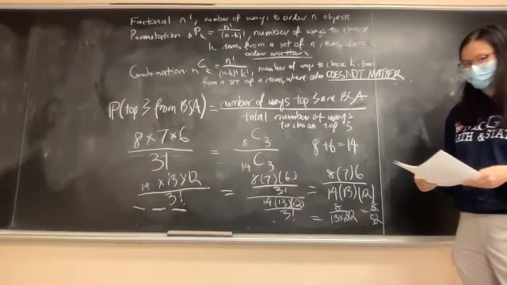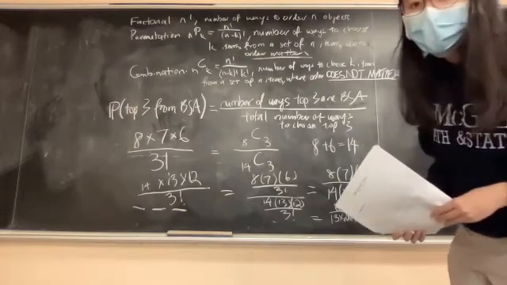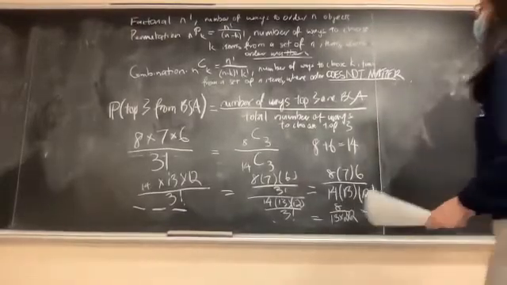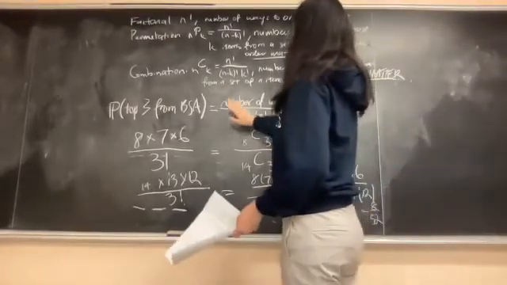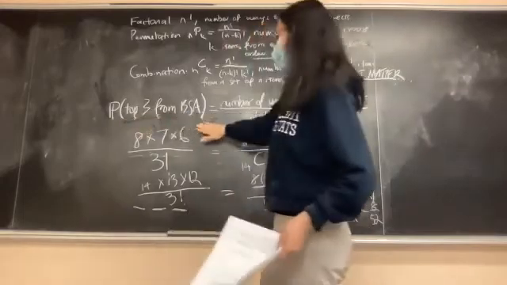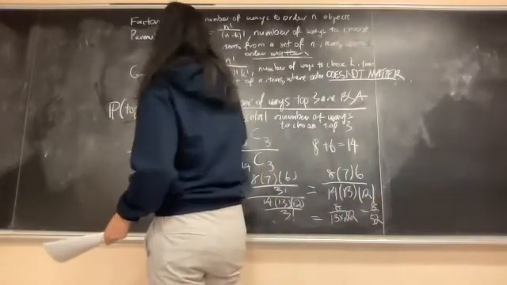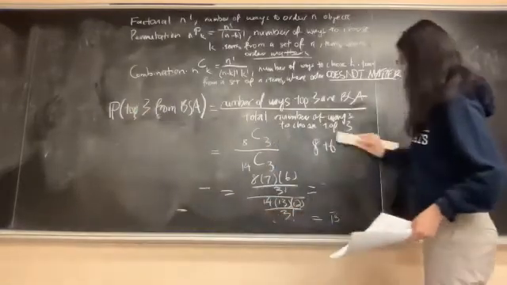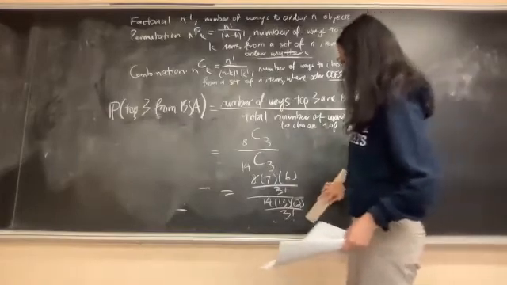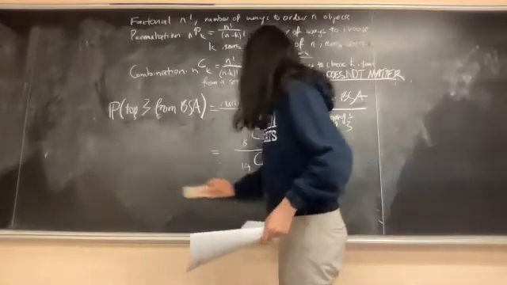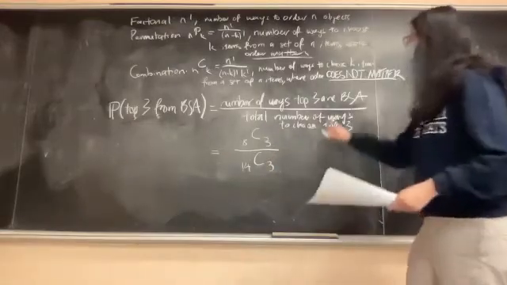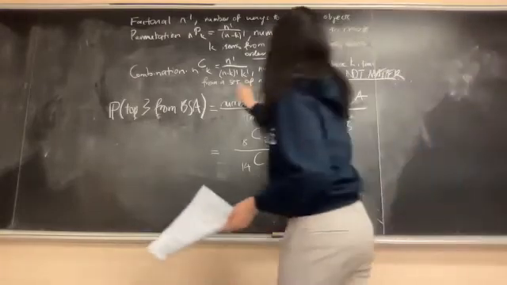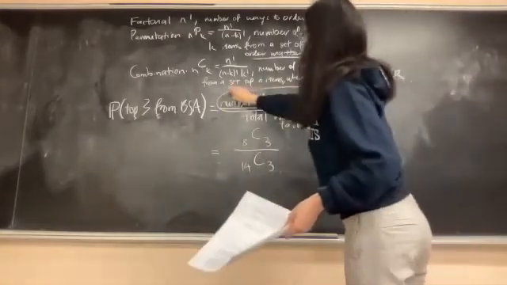Is that okay? The BSA part. Okay, so the BSA part, I'll just erase this probability thing first. Let's just erase all the computation. Now we just want to focus on the number of ways that the top three are from BSA. We only care about this thing right now.